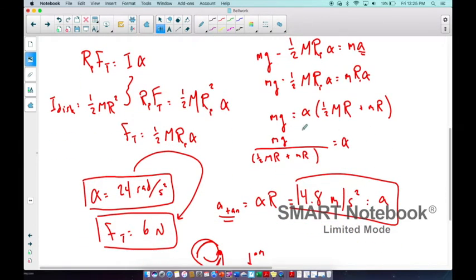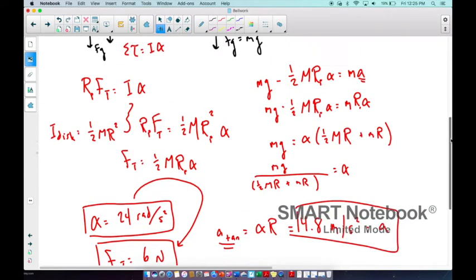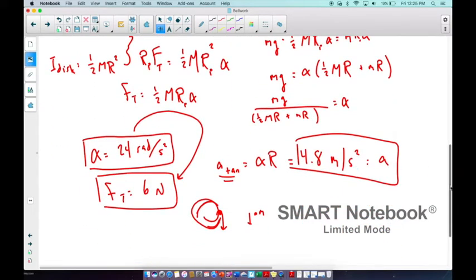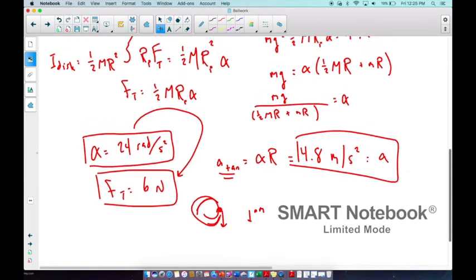And then finally, I was able to just put one unknown, my alpha. Once I found alpha, I could find force of tension. And then, of course, I could also find the translational acceleration of the system.